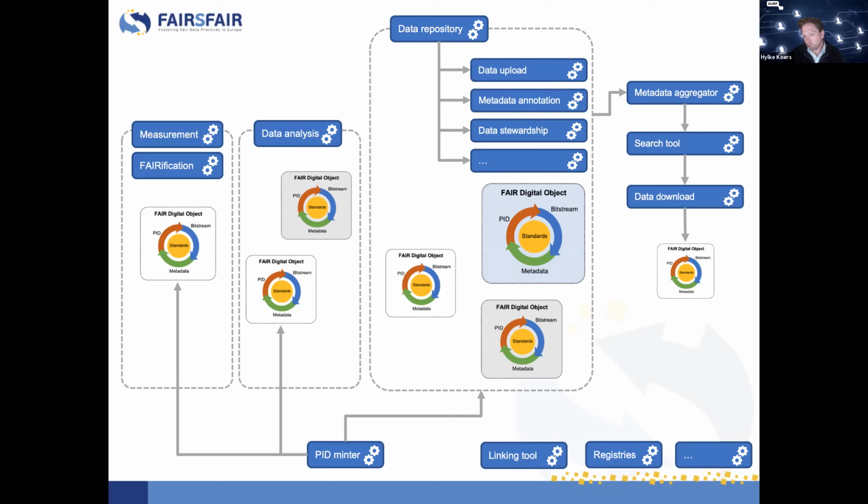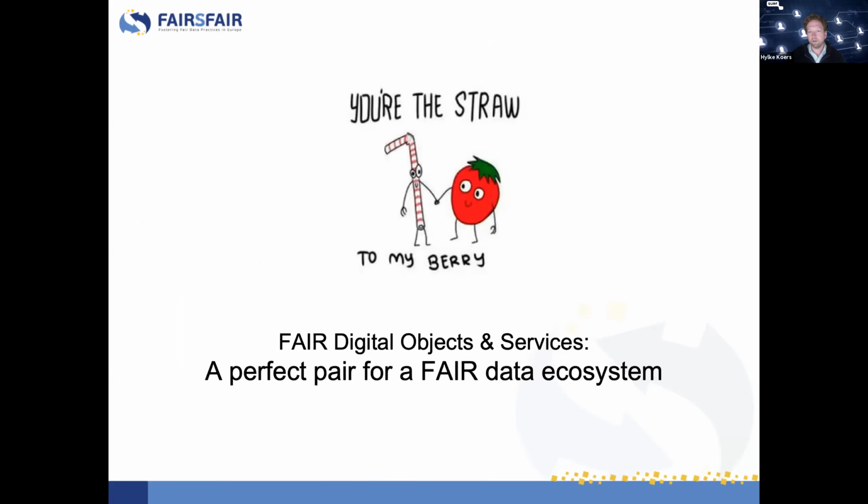Or in other words, if the FAIR digital object is the notes to the music, then I would argue that services are the rhythm and the cadence. And as we all know, you need both to really have a nice symphony. Or perhaps a bit more prosaically, there's straws and there's berries, and you need both to get strawberries. Or another way, maybe the tagline of my part of the presentation: you need the objects and the services as a perfect pair for a FAIR data ecosystem.